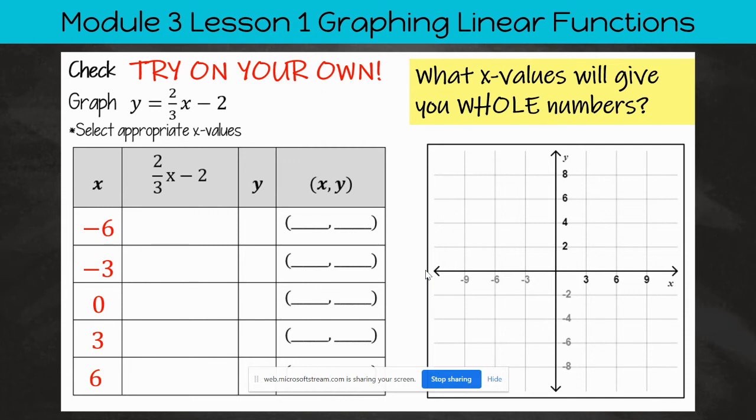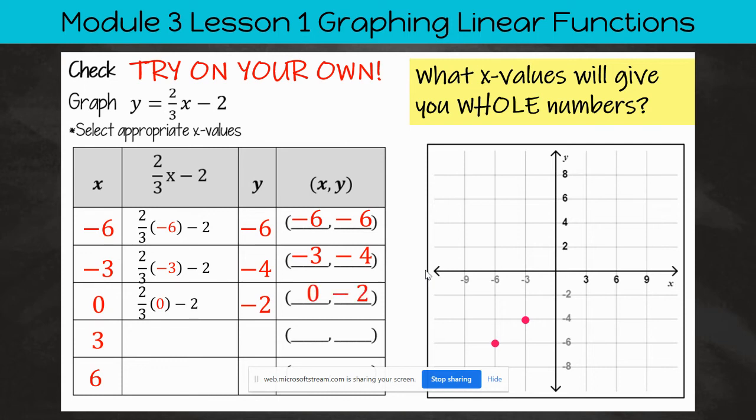Okay, so you'll see that I use these x values for my input, which I have -6, -3, 0, 3, and 6. So when I do 2/3 of -6 minus 2, I get -6. So I go to the point -6, -6, and graph it. 2/3 of -3 minus 2, I get -4. So I'm at the point -3, -4, graph that point. 2/3 of 0 minus 2, and I get -2. So the point 0, -2.